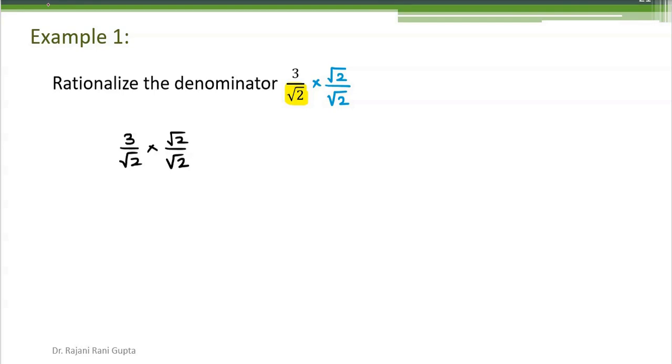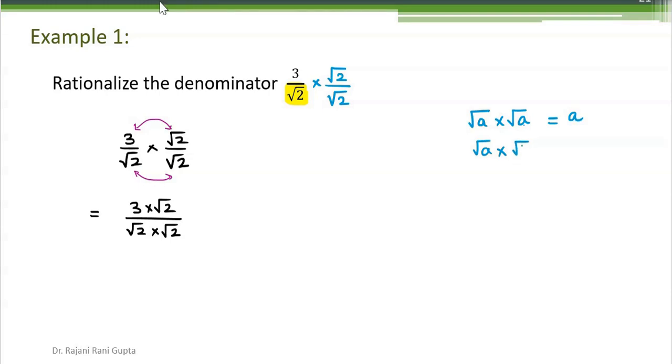Now it is the multiplication of two fractions. So multiply 3 with root 2 and root 2 with root 2, because we multiply numerator with numerator, denominator with denominator. So what does this give you? 3 times root 2 over root 2 times root 2. Now to simplify this, we have to make use of a rule. The rule says that if you have the multiplication of the same number in the square root 2 times, this gives you a. And if you have different numbers a and b, then it is root of a times b.